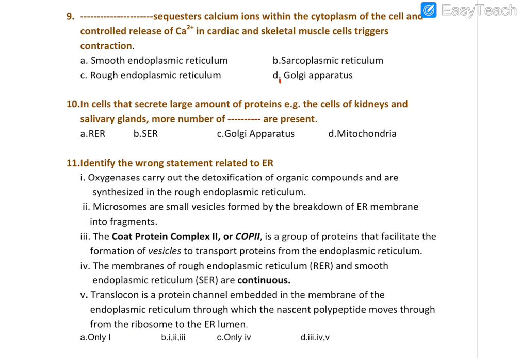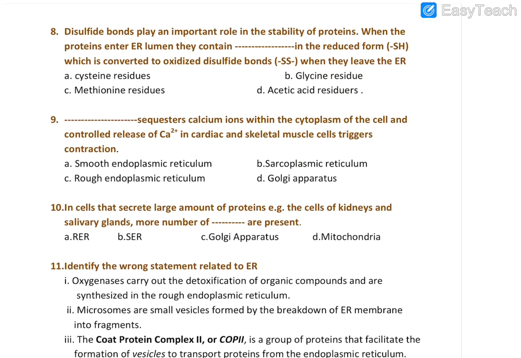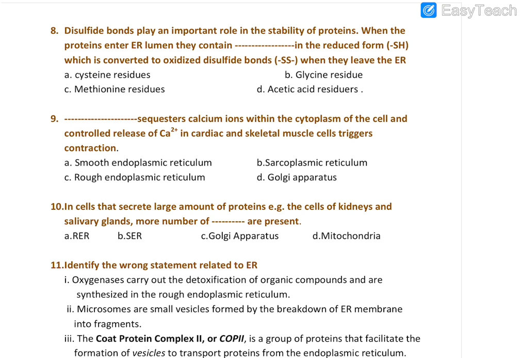Just now I told that the stability of the protein produced inside the endoplasmic reticulum depends on the formation of disulfide bonds. So here it is given that a disulfide bond plays an important role in the stability of proteins. When the protein enters into the endoplasmic reticulum lumen, they contain dash in the reduced form, which is converted to oxidized disulfide bond when they leave the endoplasmic reticulum.